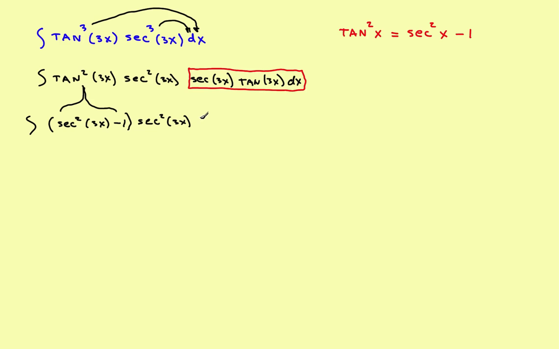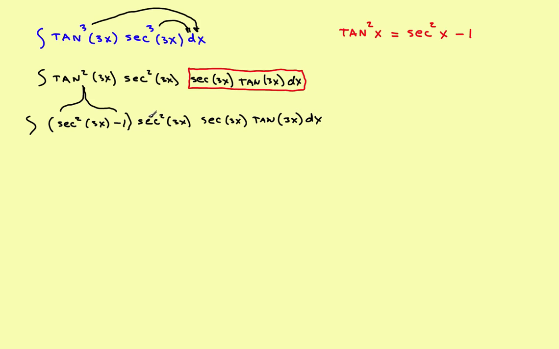And then you've still got all this other stuff too. So you've got a secant of 3x, a tangent of 3x, and a dx. So these things wind up with quite a bit of algebra. Now the next thing to do is this. This last part here you're going to save for the u substitution.